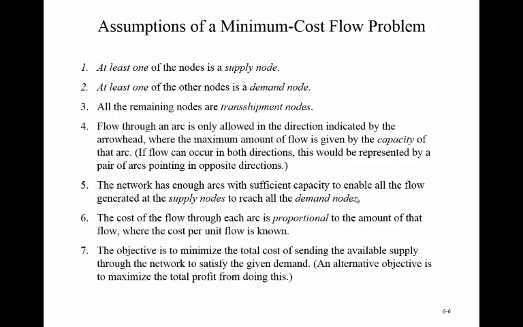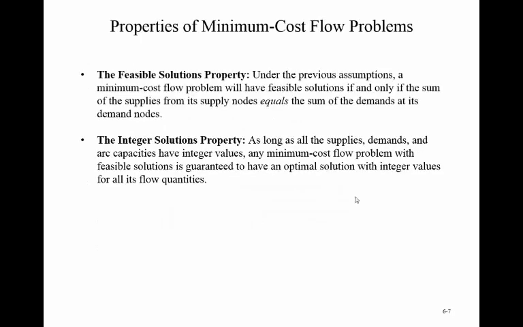And the overall objective here is to minimize the total cost of meeting the demand across that network. Now, it will have a feasible solution if and only if the sum of the supply from the supply nodes equals the sum of the demands at its demand nodes. In other words, if we're off in either direction, either too much capacity or too little capacity relative to demand, then the model that we'll be showing you will be infeasible.